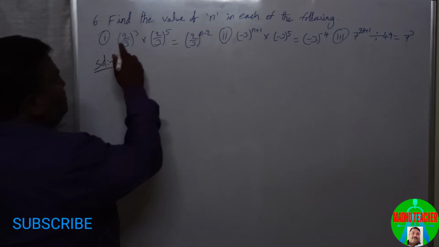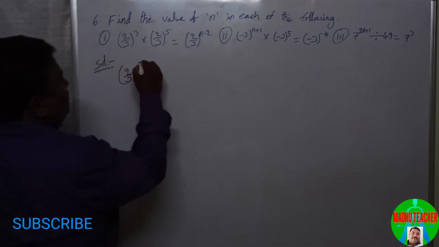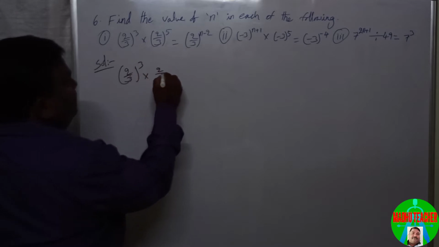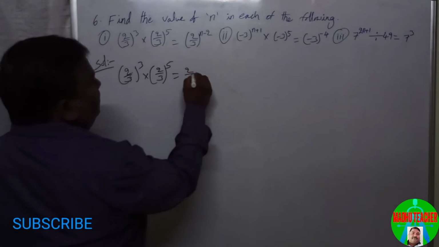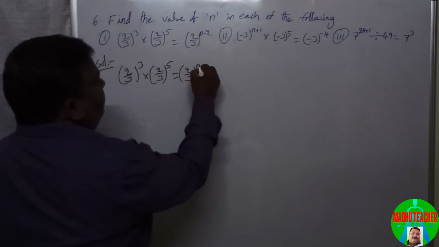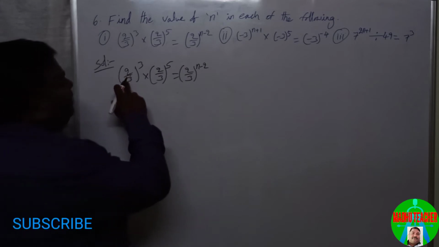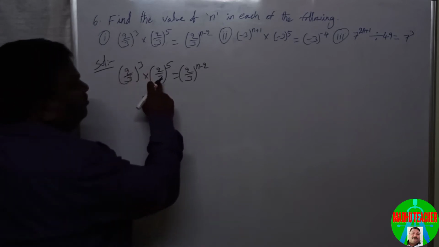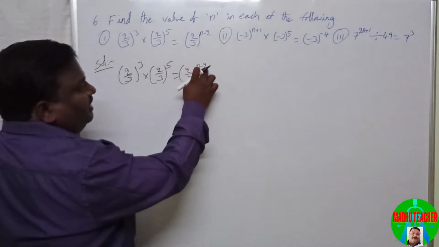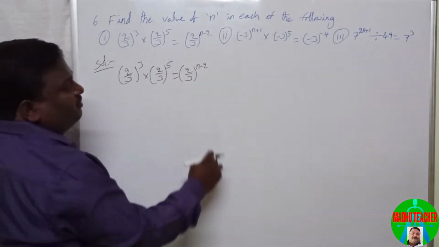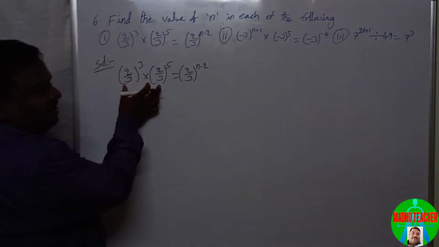That first one is, so what is given? 2 by 3 whole to the power of 3 into 2 by 3 whole to the power of 5 equal to 2 by 3 whole to the power of n minus 2. Okay. At left side we have 2 by 3 whole to the power of 3 into 2 by 3 whole to the power of 5 equal to 2 by 3 whole to the power of n minus 2. So we have the variable at right side. So first of all you have to simplify at left side.